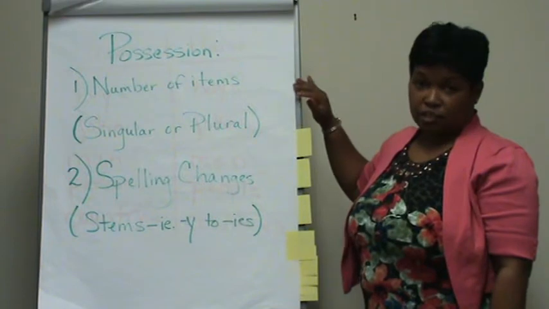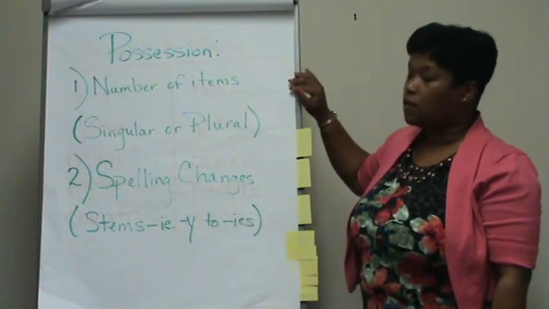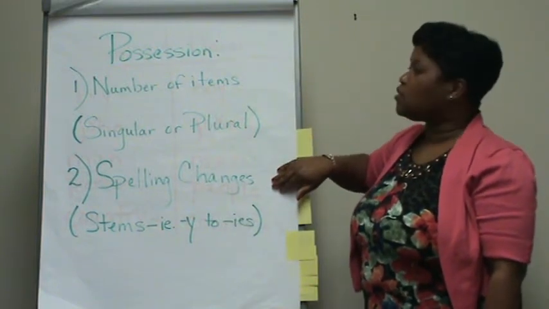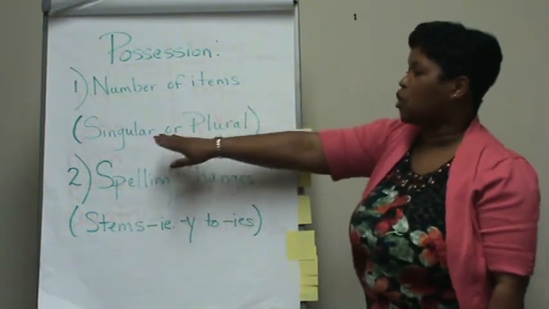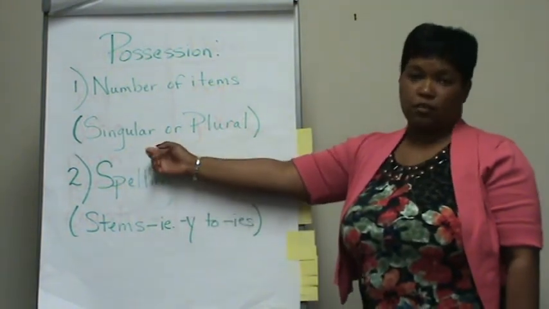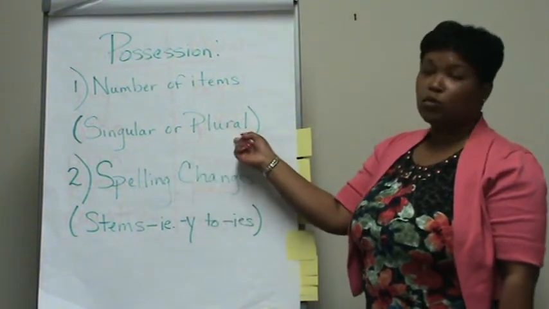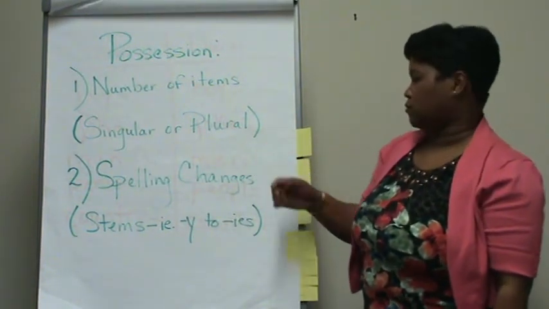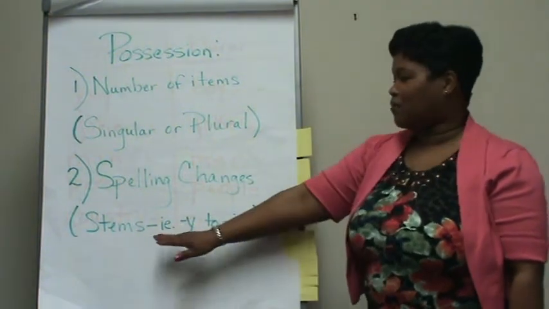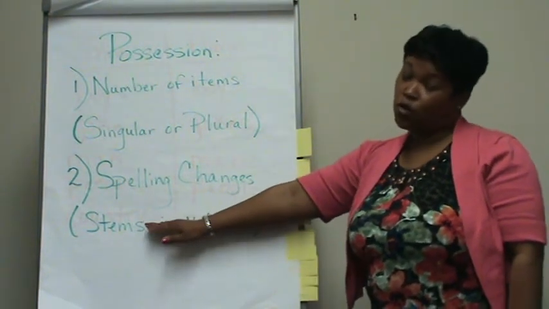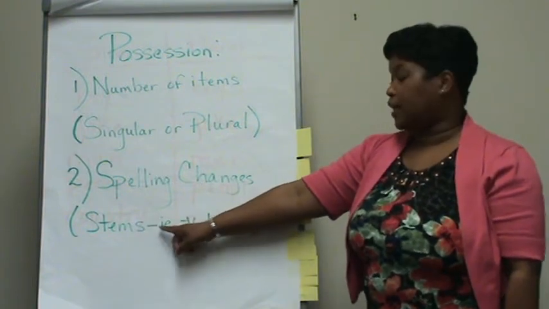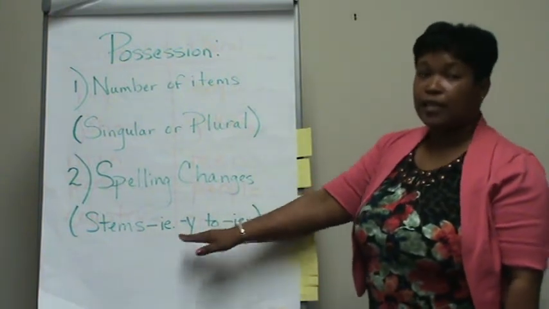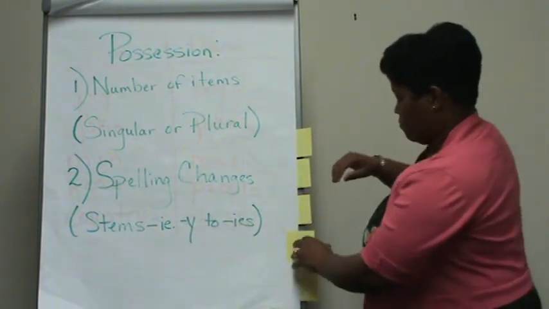With regard to possession, you have to keep two basic things in mind. First of all, how many items do you have, and whether or not the spelling changes. So with regard to the number of items, we'll use the terms singular or plural. Singular represents just one, and plural represents two or more. And it doesn't matter if you have 2 or 2 million, it's just plural. With regard to spelling changes, you've got to think about the word or the stem. And so if the word actually changes spelling, or if the ending changes based on whether or not it goes from singular to plural, that makes all the difference in where we place the apostrophe in the word.